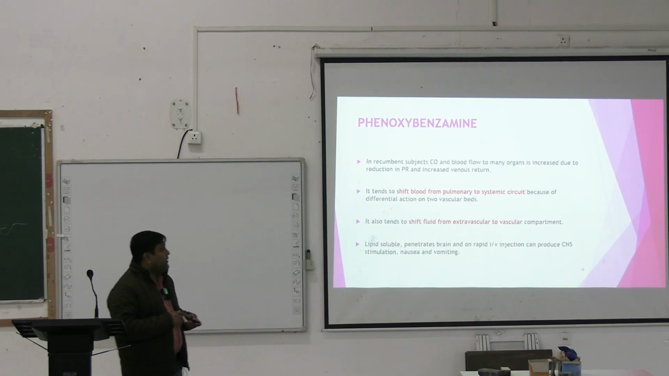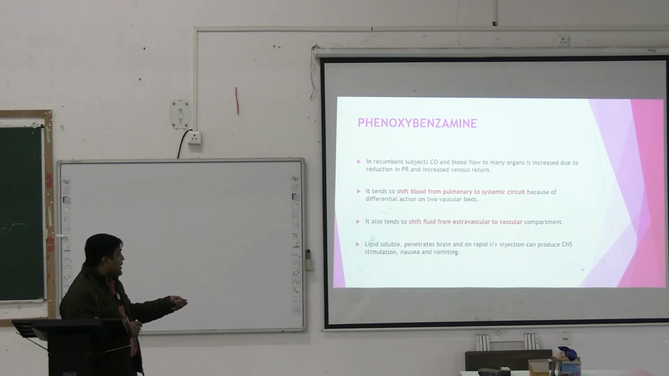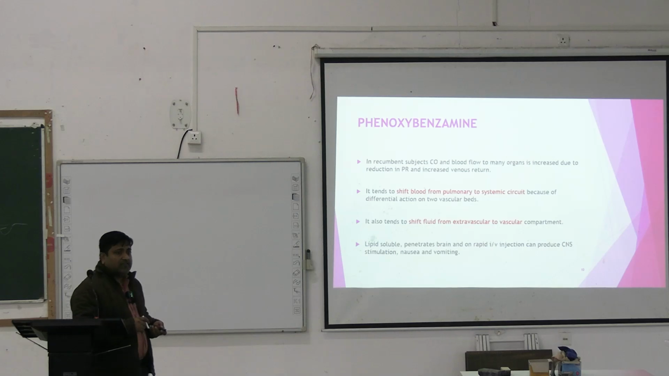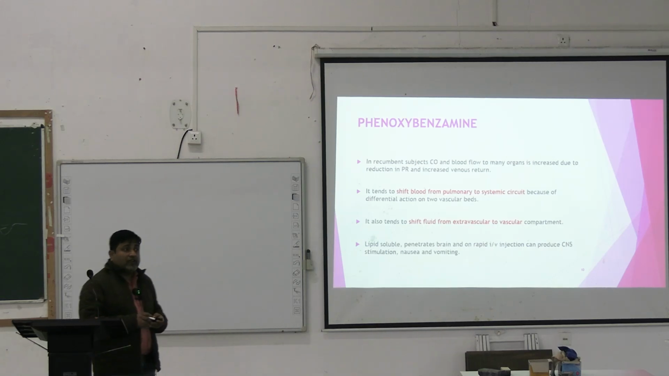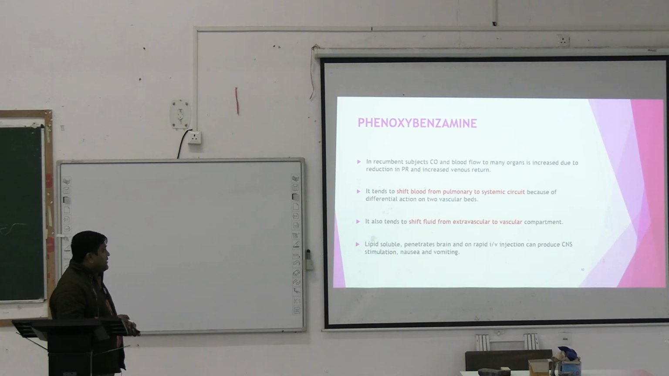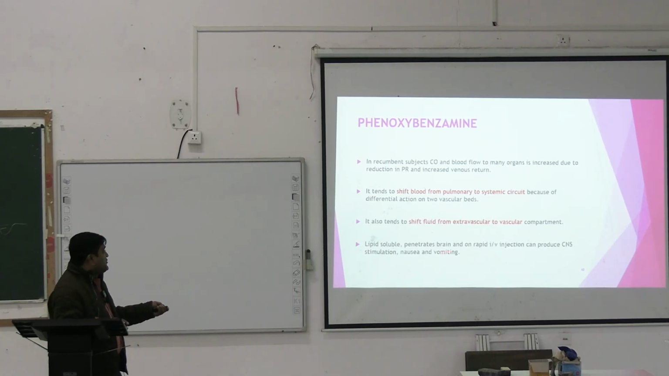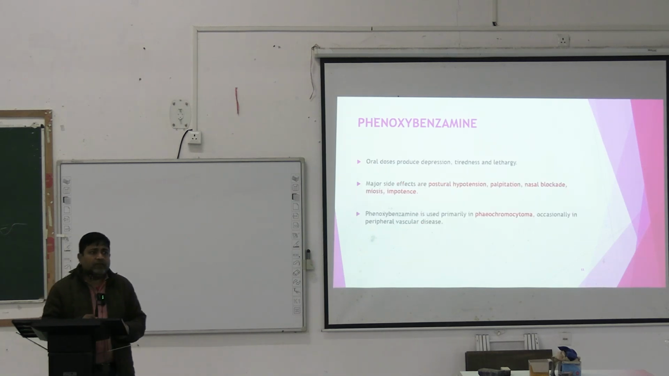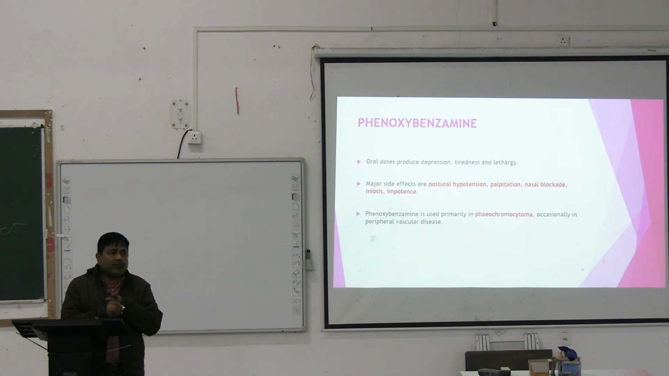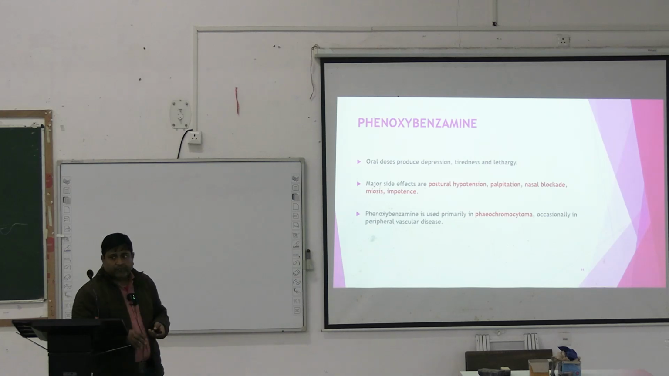It tends to shift blood from pulmonary to the systemic circulation. Pulmonary bed যতটা কাজ তার থেকে বেশি কাজ কিন্তু systemic circulation এ আসে. It also tends to shift fluid from extravascular to the vascular compartment. The drug is lipid soluble, it penetrates the brain and can cause CNS stimulation, nausea and vomiting. Major side effects of phenoxybenzamine: postural hypotension, number 1, impotence, palpitation, nasal blockade, miosis.